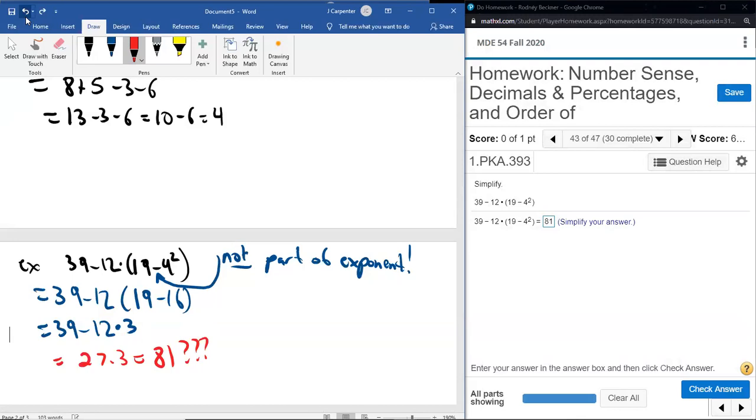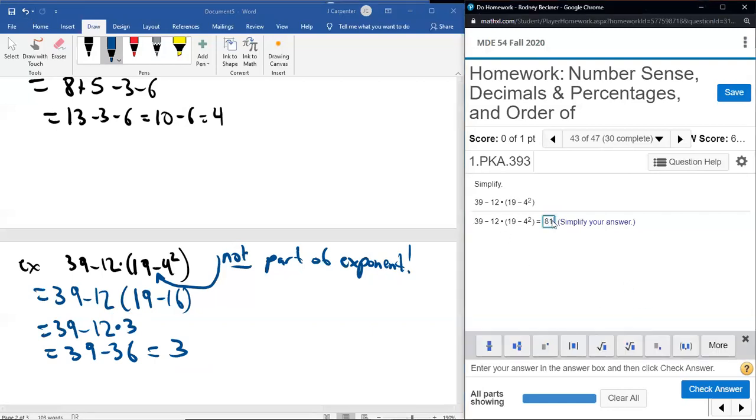No, that was bad. We were supposed to follow PEMDAS. In the 3rd step of PEMDAS, we already did our parentheses. There were no exponents. We're supposed to do multiplications and divisions. So we were supposed to do this first: 12 times 3, which is 36. So we get 39 minus 36, which is 3.